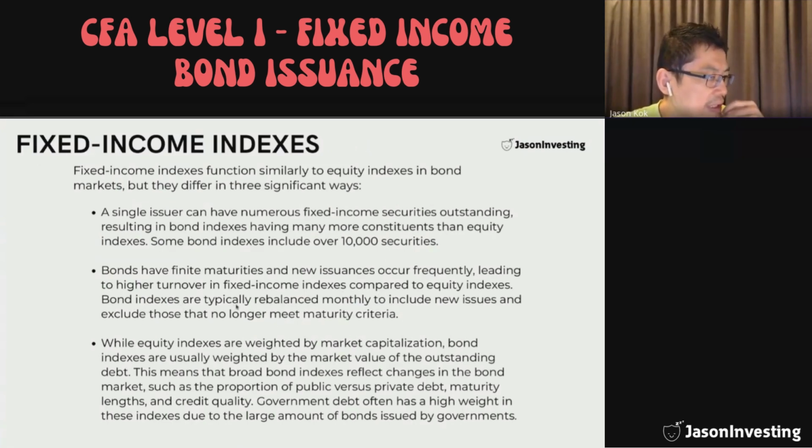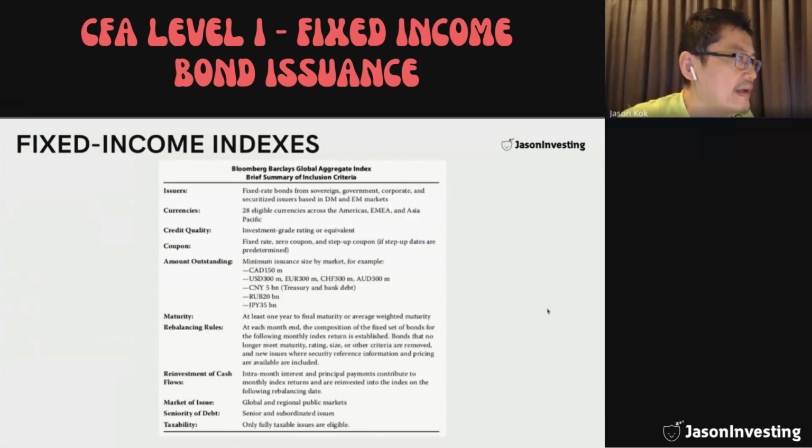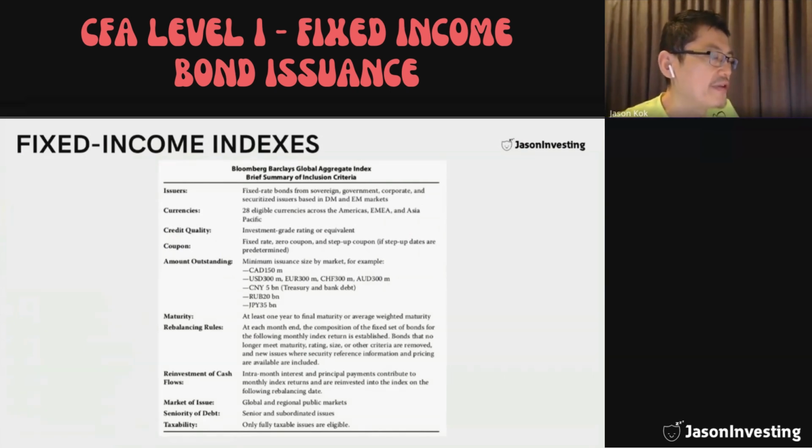Bond indexes are typically rebalanced monthly to include new issues and exclude those that no longer meet maturity criteria, which means that they have either been called or have matured. Let's look at an example of a fixed income index. This is the Bloomberg Barclays Global Aggregate Index, which is a very popular index to track this specific type of bonds.